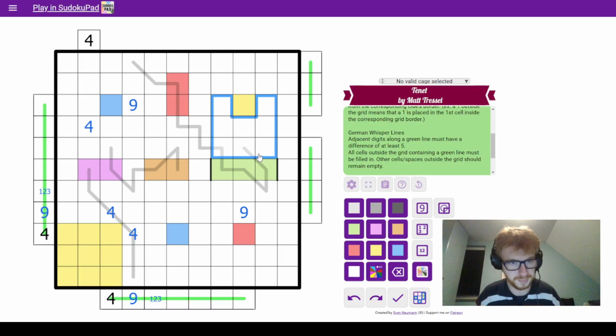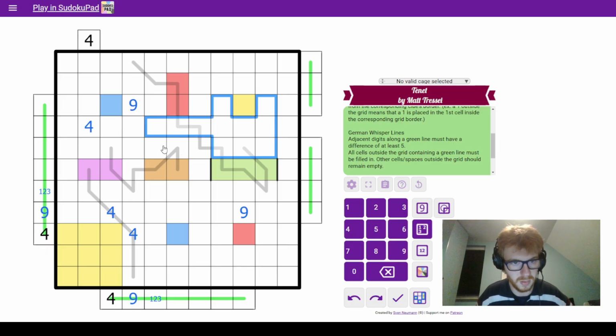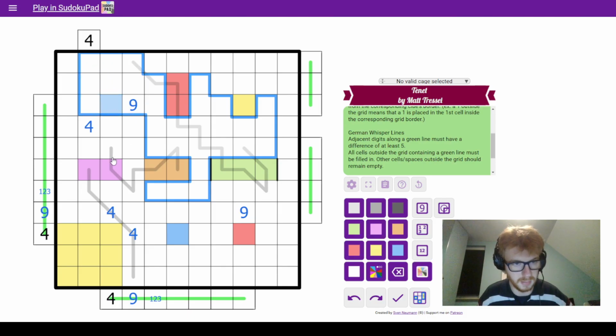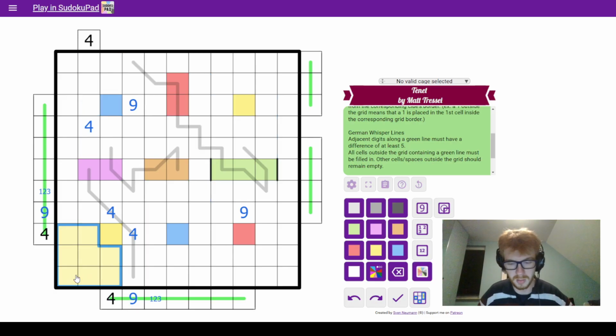Because now what happens is that red can take these, orange can take this. So this is taken, and then blue can take this, and then purple can take. Well, okay, so this yellow is wrong as well.